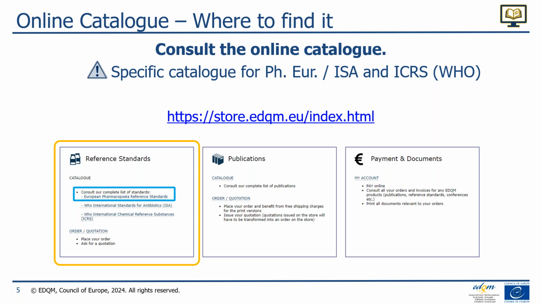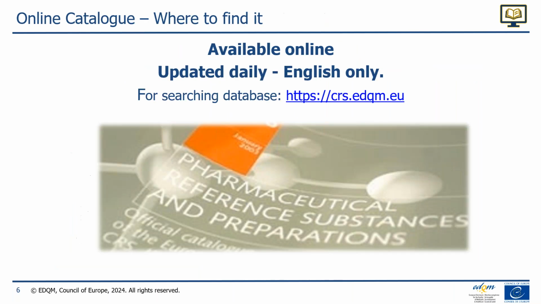When following that link, besides the European Pharmacopoeia Reference Standards catalog, please note that there are other catalogs specific to the WHO standards, one for the International Standards for Antibiotics, the ISA, and another one for the International Chemical Reference Standards, the ICRS. There is a more direct link to the European Pharmacopoeia Reference Standards catalog, which is provided here. This online catalog is only available in English and is updated on a daily basis.